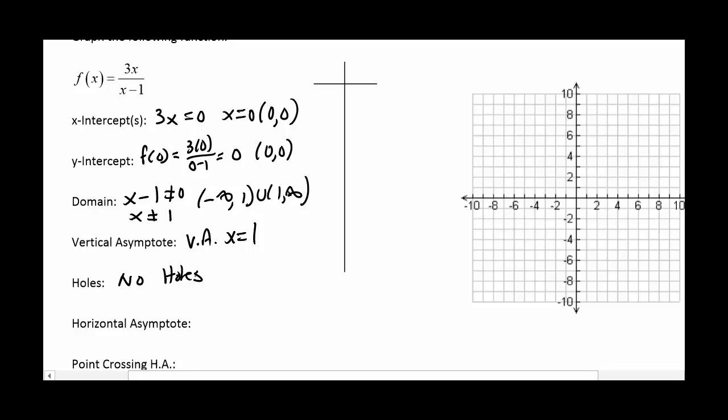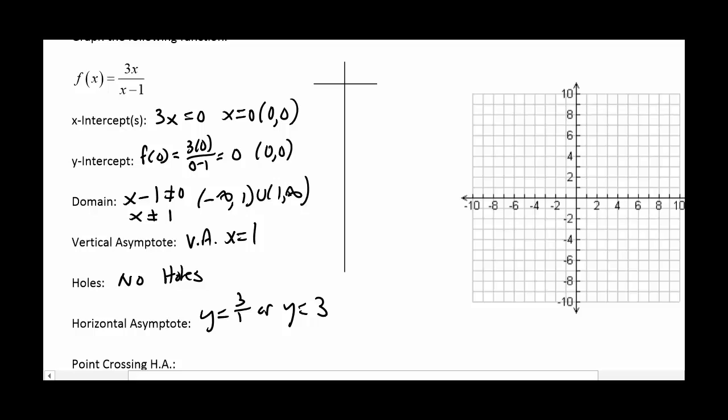HA. Is this particular rational top heavy, bottom heavy, or same? You're going to notice you have 3x and x. Both have the same exponent for the leading term, so it's what we call the same case. So it's going to be a ratio of the leading coefficients. In this case, 3 over 1, or y equals 3.